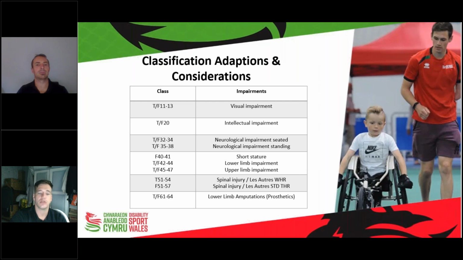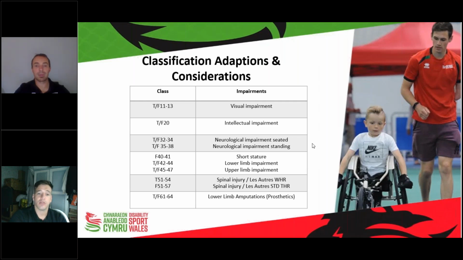These are athletes with lower leg amputations who run with prosthetics. So you've got your 61s, which are your double above knee amputations. So your Richard Whiteheads, who run with 2 blades. Your 62s are your double below knee amputations, so 2 below knee prosthetics. Your 63s would be your single above knee amputation, and your 64s are your single below knee amputation.